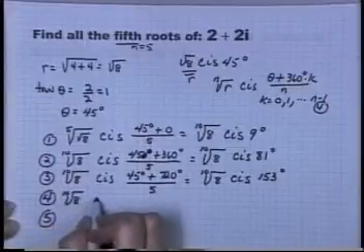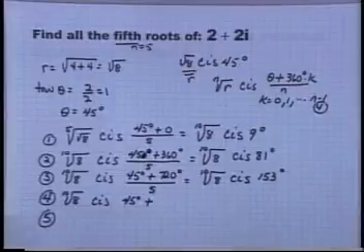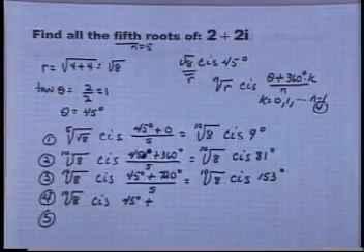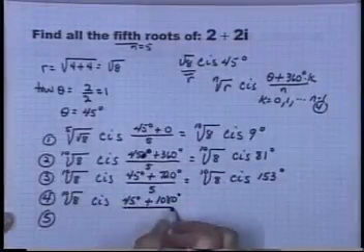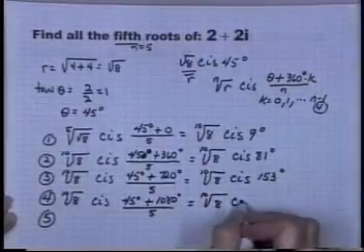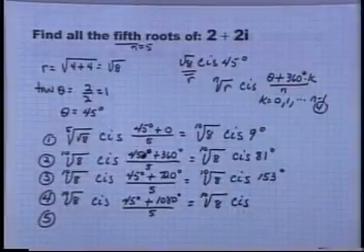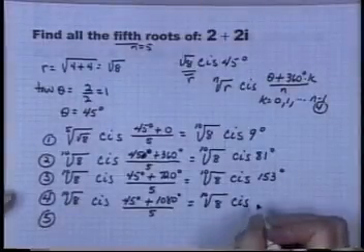10th root of 8, cis. Now I need to add 3 revolutions. Well, 3 times 360 is 1,080 divided by 5. So we get the 10th root of 8. And let's see, 1080 plus 45 is 1125. Divided by 5 is 225.